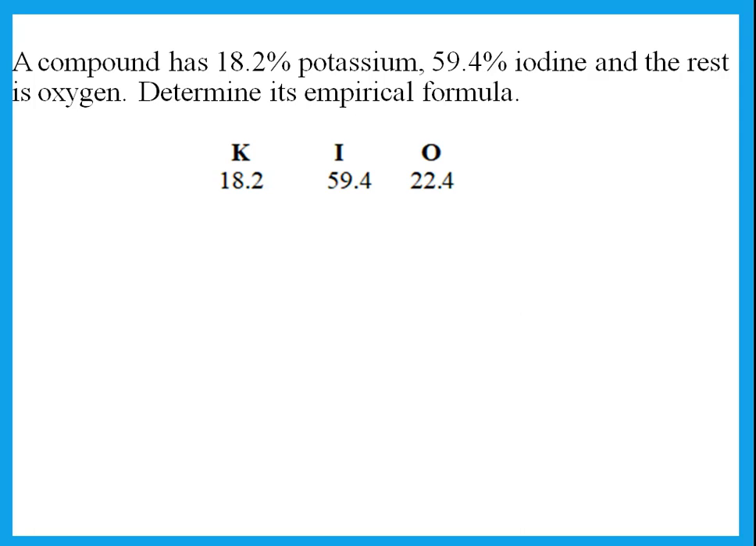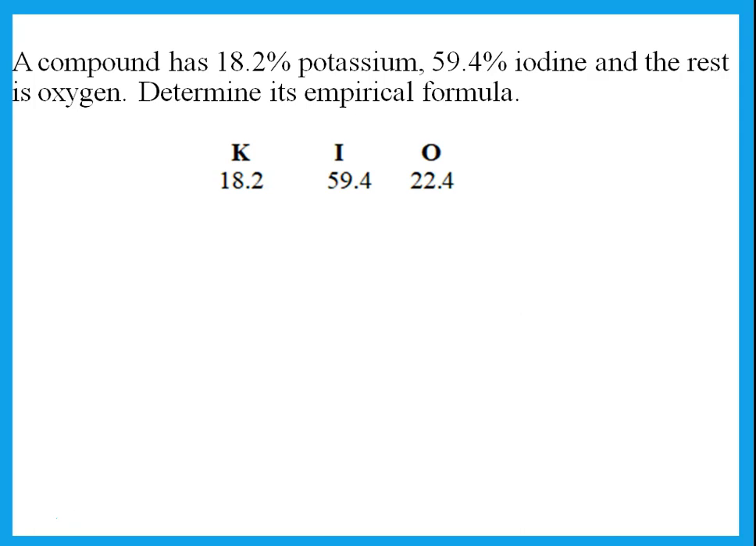These are percentages, so the rest would be the rest of 100. So 18.2 plus 59.4, and you subtract that from 100, you find that the oxygen is 22.4%. Okay, so now we have the percentages of each one. Now what are we going to do? We're going to go through 2 main steps. Simple, straightforward. The first thing you do is divide by the mass of each of them, the atomic mass.